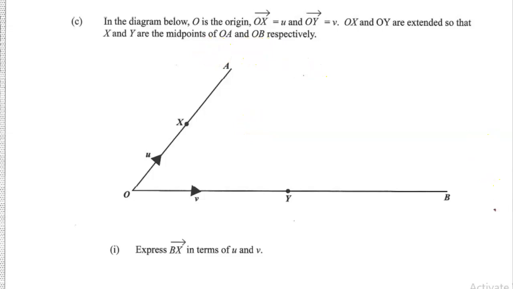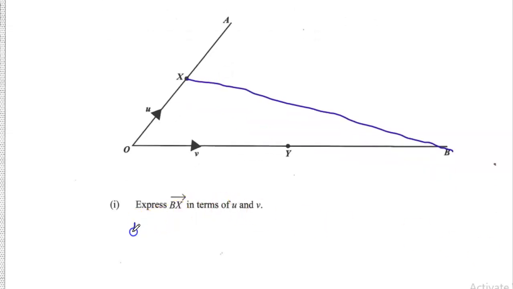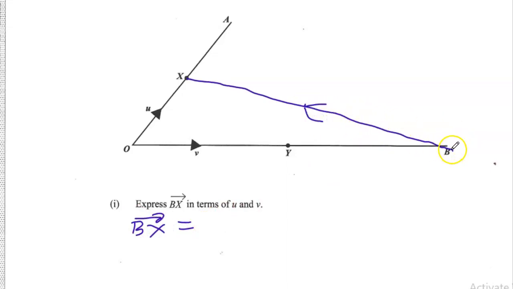Alright, so we're asked to find the vector BX. BX would be from here to here, a straight line vector. Using the triangle of vectors, BX, going from B to X, would be equal to the vector BO plus OX. So to get from B to X, we go B to O, and then O to X.